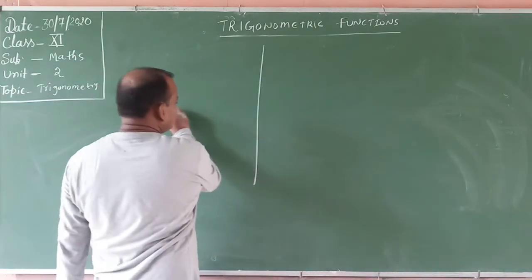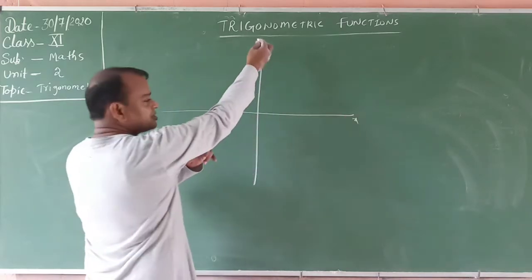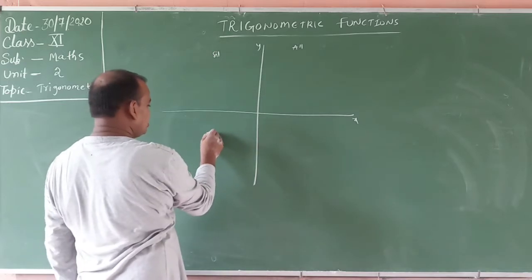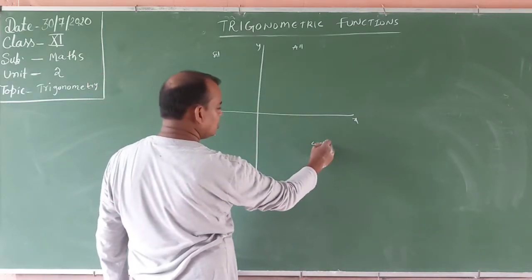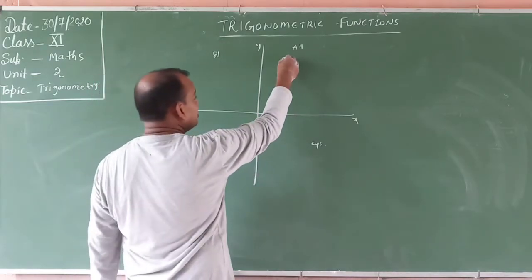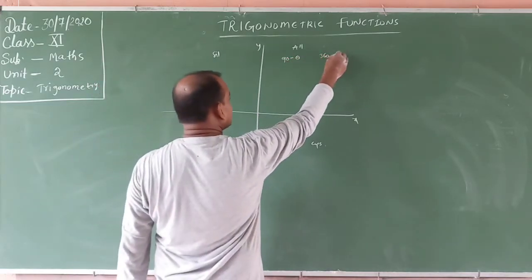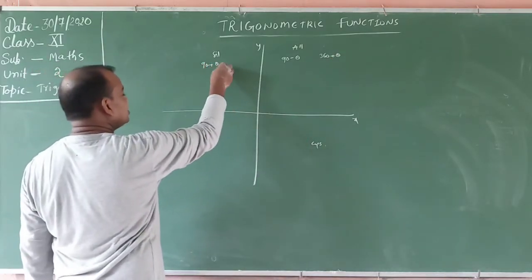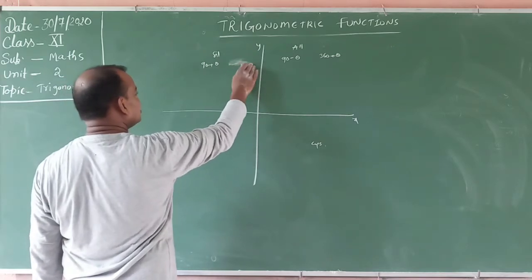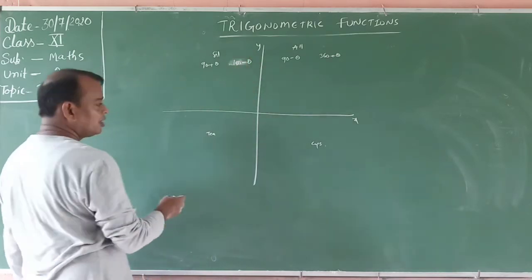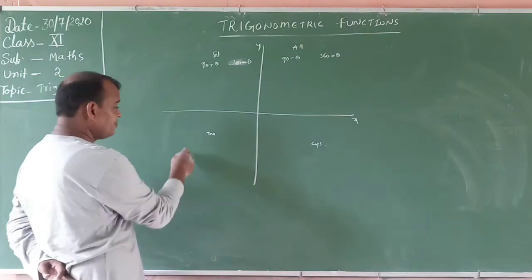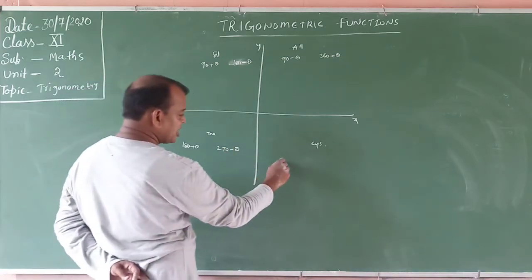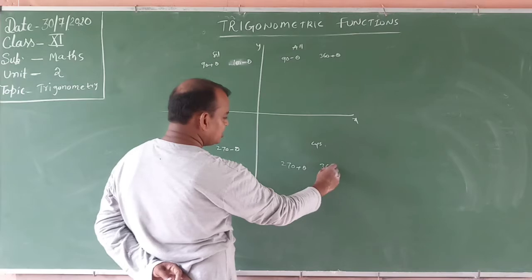Now this is the vertical line and this is the horizontal line, the x axis and y axis. Already I told you all silver tea cups. What are the allied angles in the first coordinate? 90 minus theta, 360 plus theta. In the second, 90 plus theta, 180 minus theta. In the third, 180 plus theta, 270 minus theta. In the fourth coordinate, 270 plus theta, 360 minus theta.